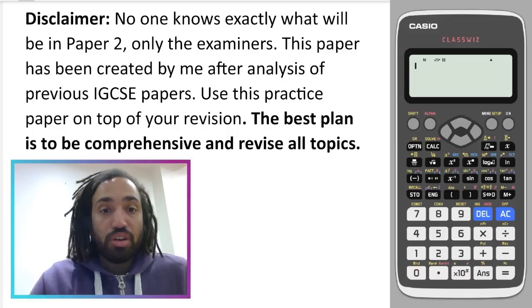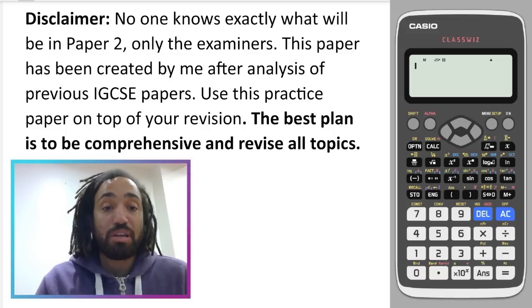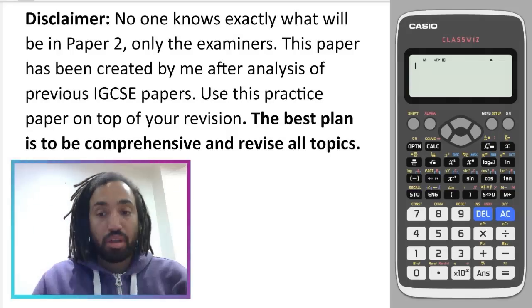Disclaimer: no one knows exactly what will be in paper 2, only the examiners. This paper has been created by me after analysis of previous IGCSE papers. Use this practice paper on top of your revision. The best plan is to be comprehensive and revise all topics.